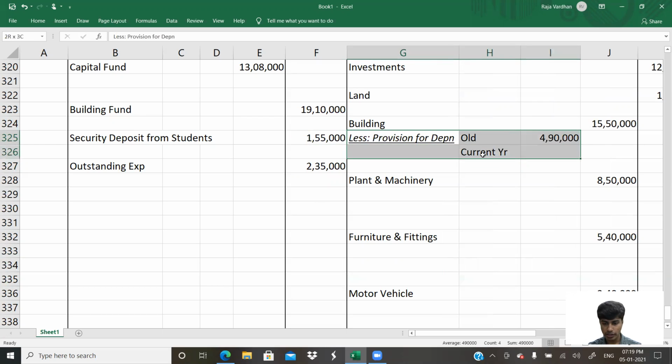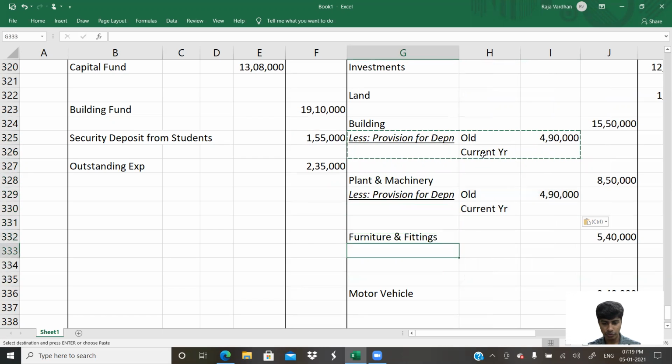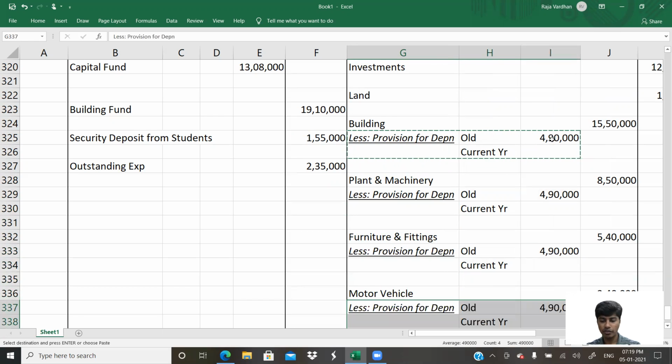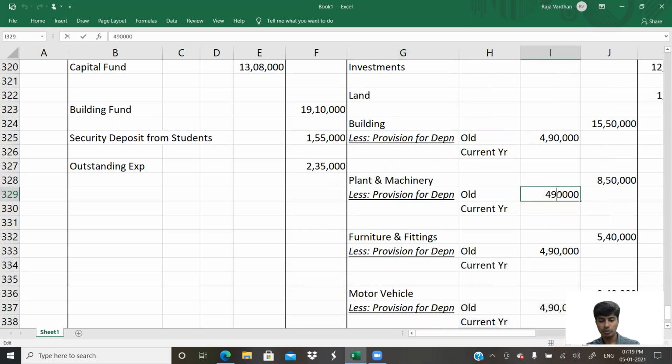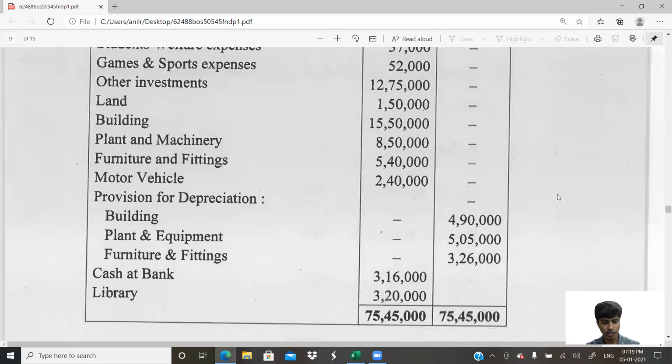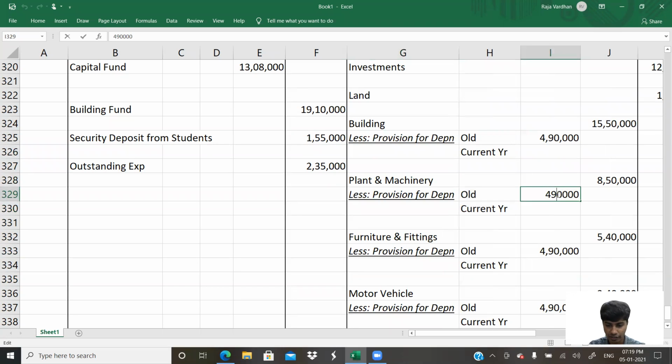So I will copy paste this for other assets. Plant and machinery would have to do the same thing. Furniture and fittings would have to do the same thing. Motor vehicle would have to do the same thing. But how much is plant and machinery depreciation? Provision for depreciation that is already there. Plant and equipment. Name is wrong. Okay, 5,05,000. 5,05,000 is the existing provision. Current year provision percentage basis on 8,50,000 I will compute and later I will deduct.